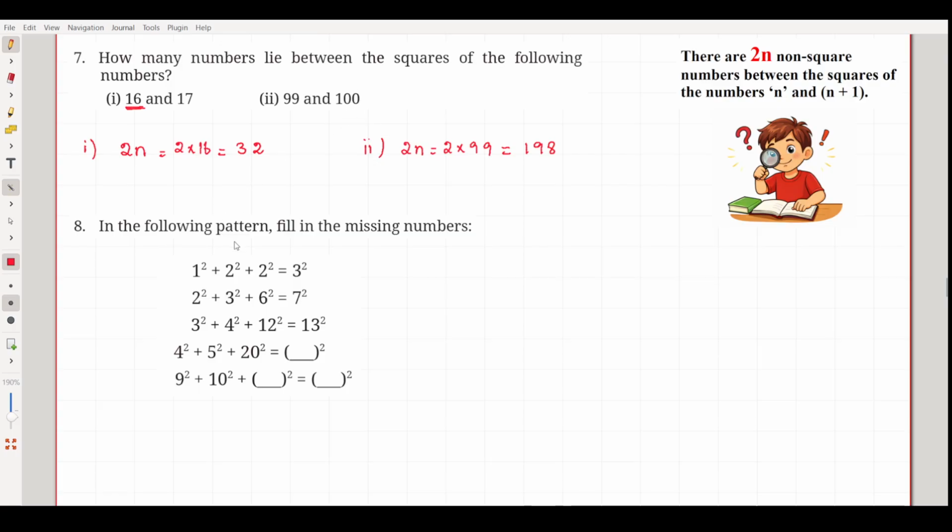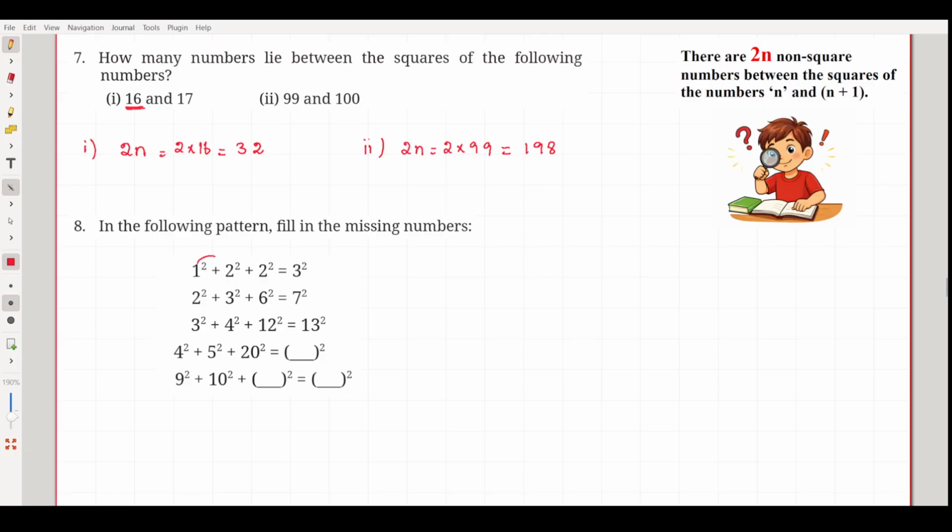Eighth one: in the following pattern, fill the missing number. So just study the pattern. 1 square plus 2 square plus 2 square is equal to 3 square. Now what is the pattern here? 2 square plus 3 square plus 6 square is equal to 7 square.